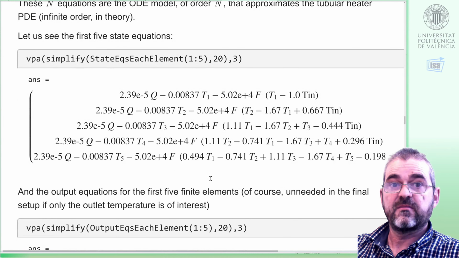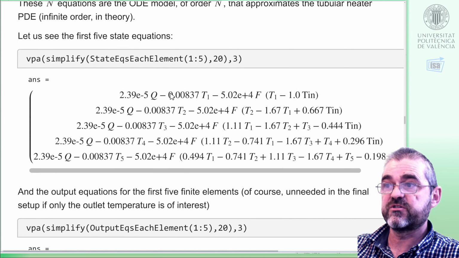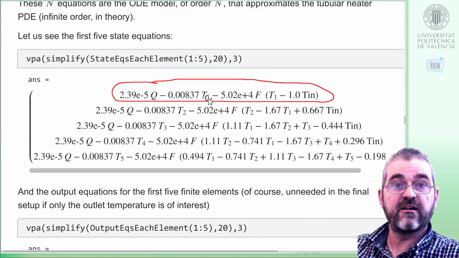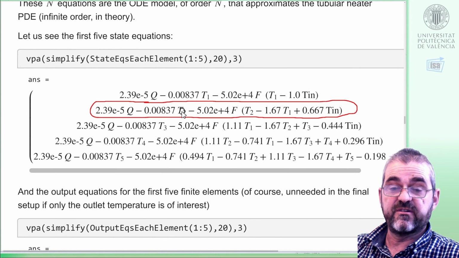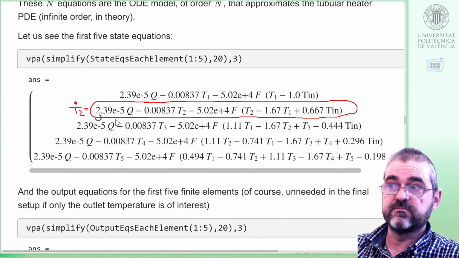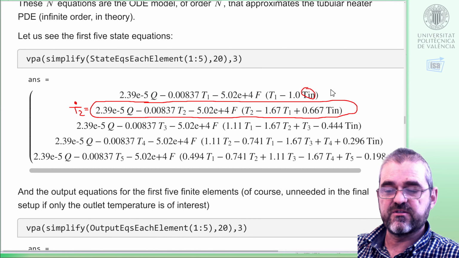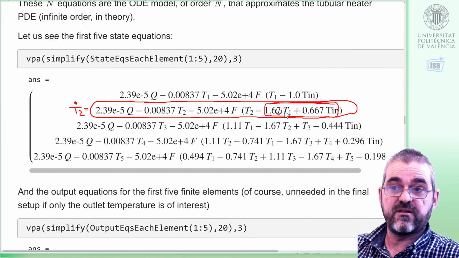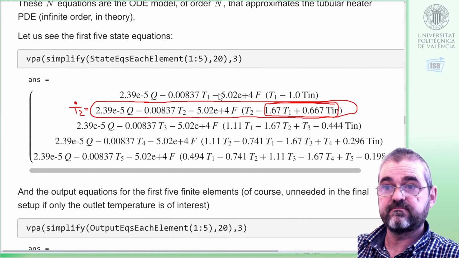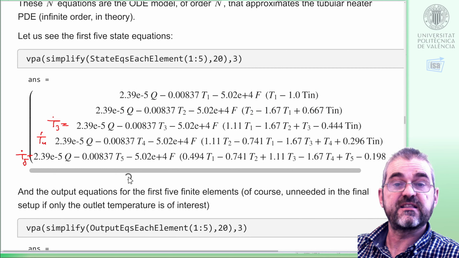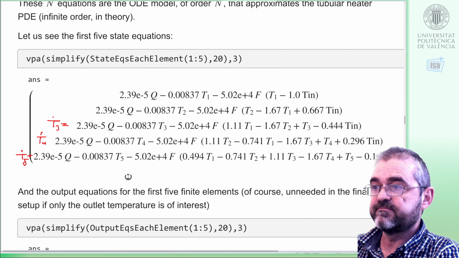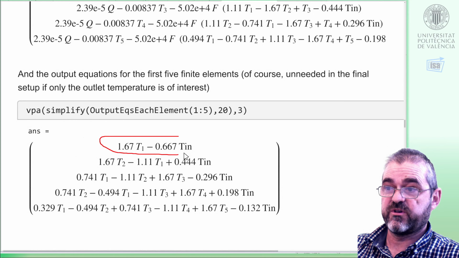For instance, if we have a look at the first 5 state equations, this will be the first element regarding T1 and of course the actual inlet temperature as input. The second state equation will refer to the evolution of T2 given by this expression, in which instead of the inlet temperature, we have replaced the output equation of element 1 and so on. This will be the derivative of T3, T4, T5, etc. up to 301. And last, the output equations.